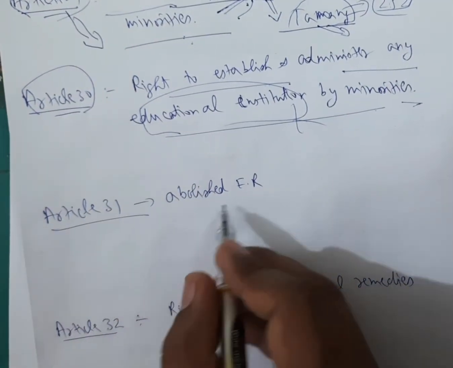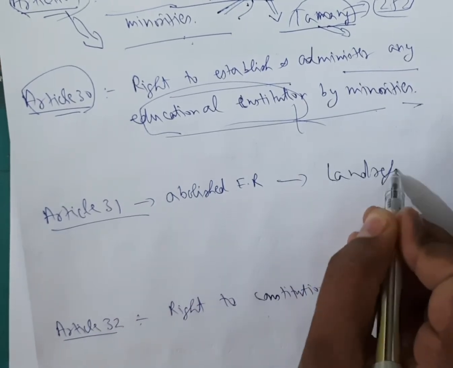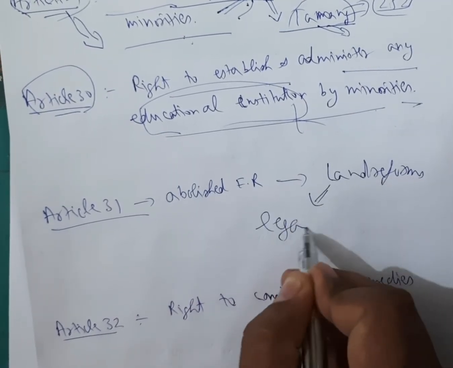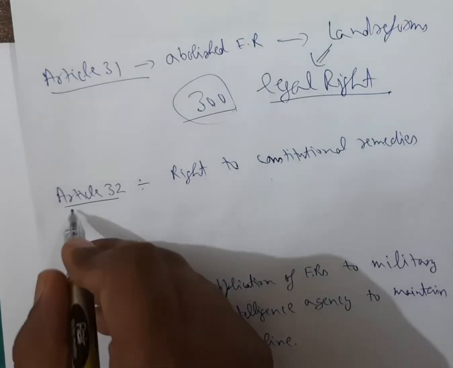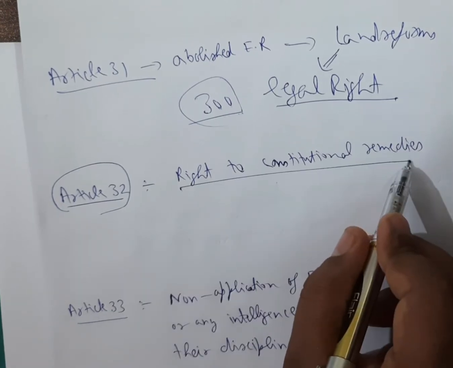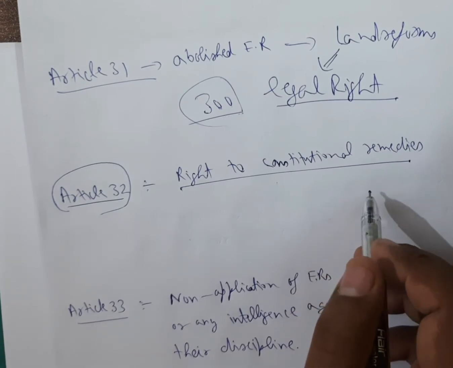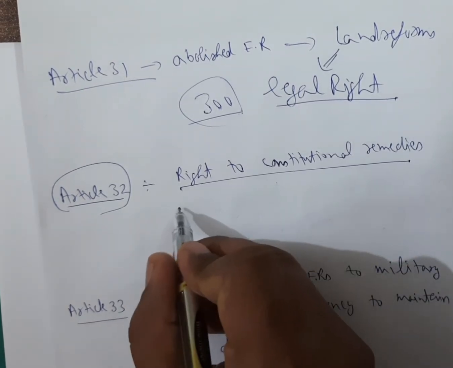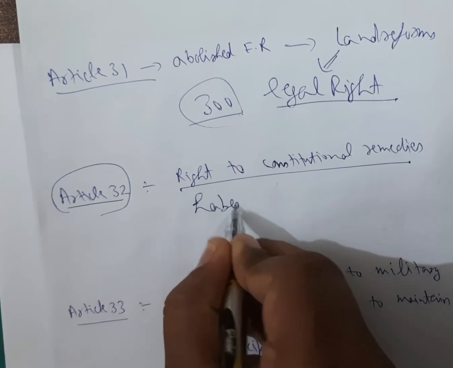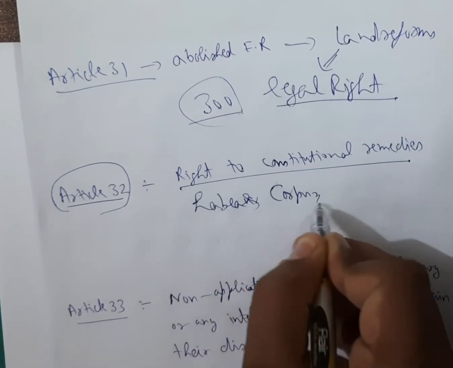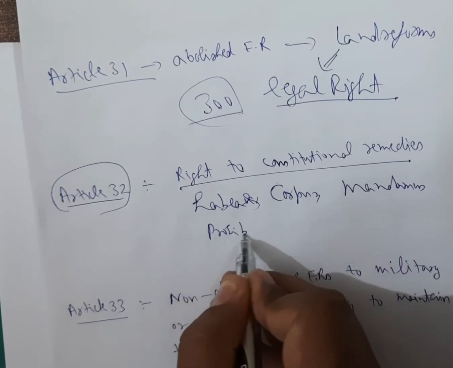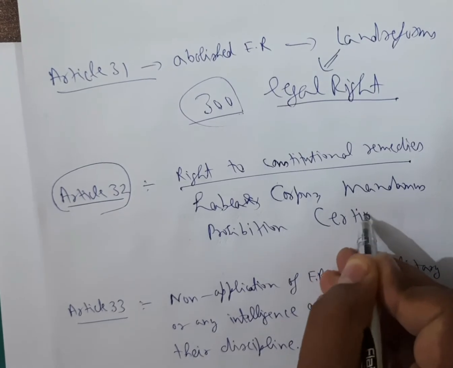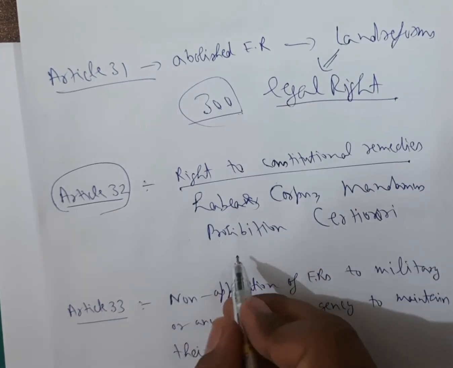And then article 31, that was land reforms, but it is now a legal right, not a fundamental right, and that is about 300 maybe. Okay, and then we go on to article 32, that is the right to constitutional remedies. If a person is aggrieved in case of violation of a fundamental right, then he can move to the Supreme Court and file a writ, including habeas corpus, mandamus, prohibition, certiorari, and quo warranto.